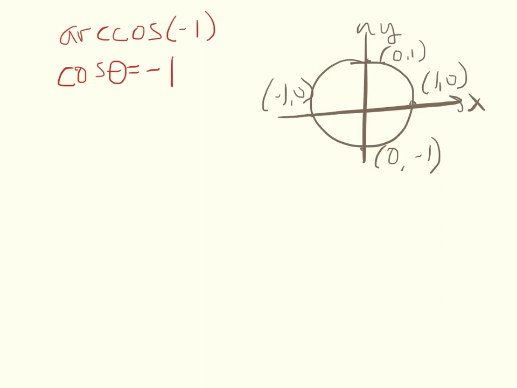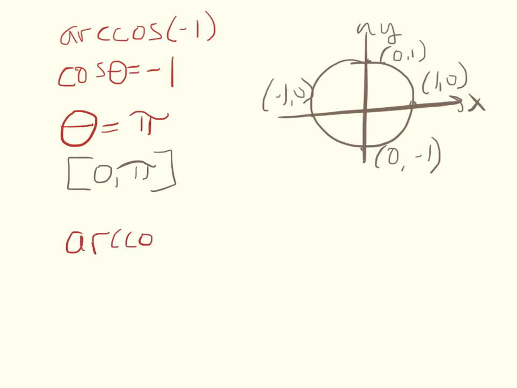when is cosine equal to negative 1? Well, we know that that's going to happen over here, when our x value is equal to negative 1. So that looks like pi radians. And that is in our range. Remember that the range is 0 to pi. So that means that the arc cos of negative 1 is equal to pi.